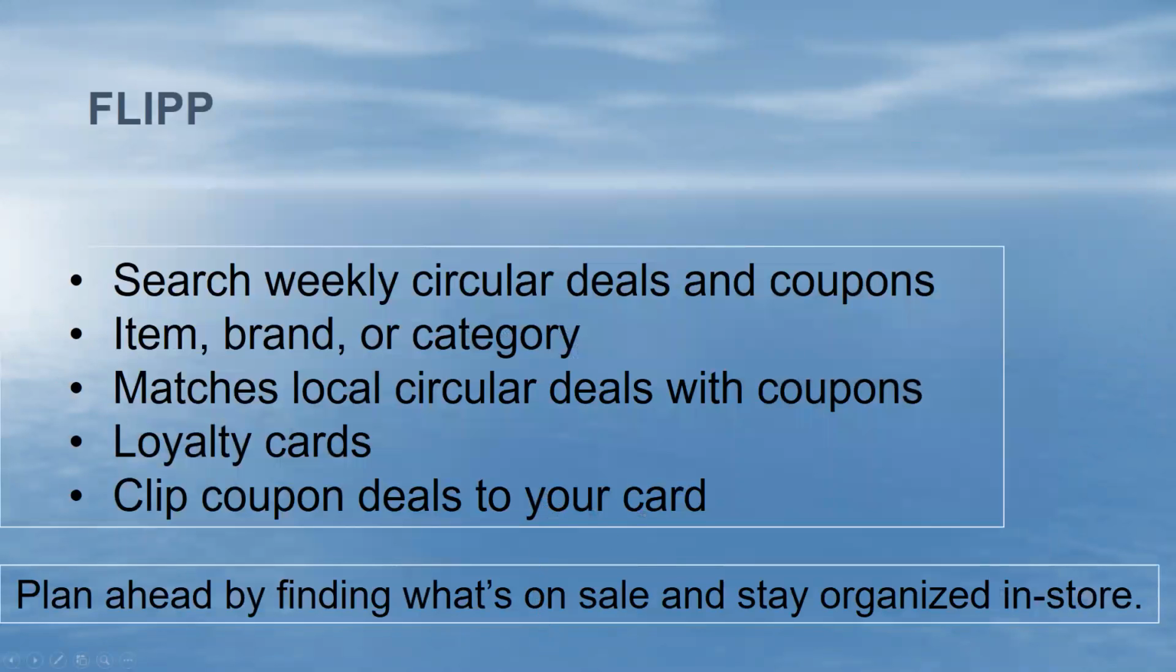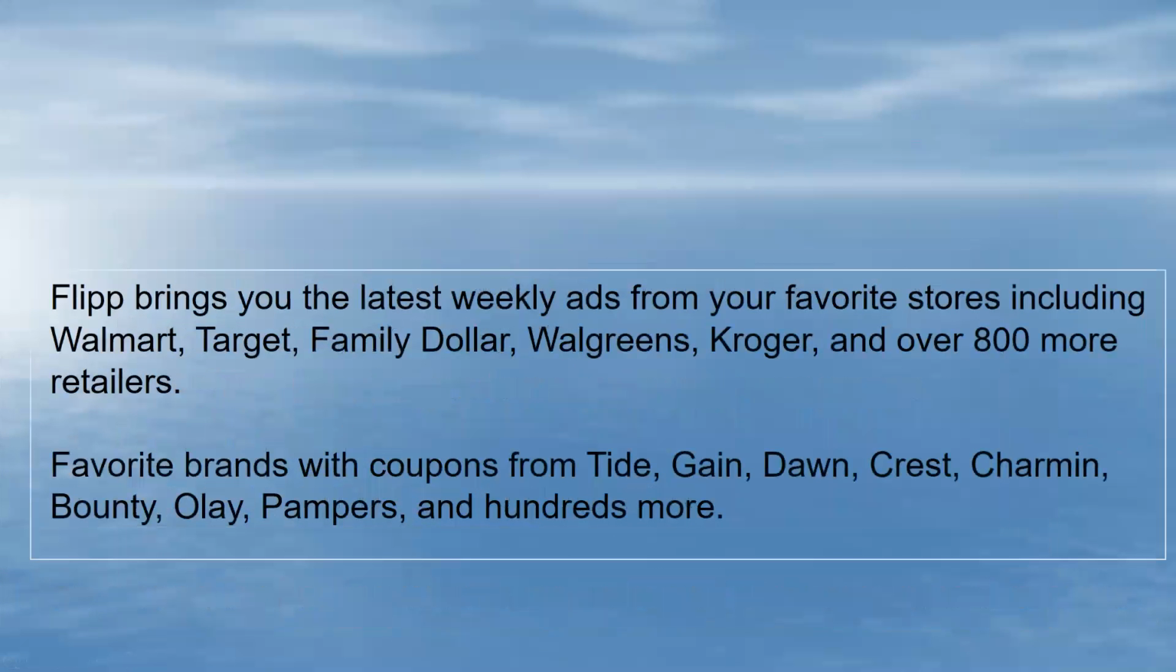So what Flipp does, it allows you to search weekly circular deals and coupons. It gives you the item, the brand, or category. It matches local circular deals with coupons. It also helps you match your loyalty cards, and you can clip the coupon deals to your card. And you can plan ahead by finding out what's on sale and then stay organized once you're in the store.